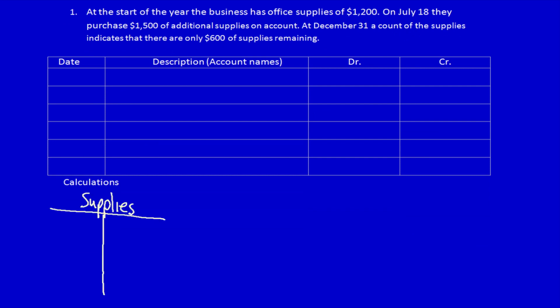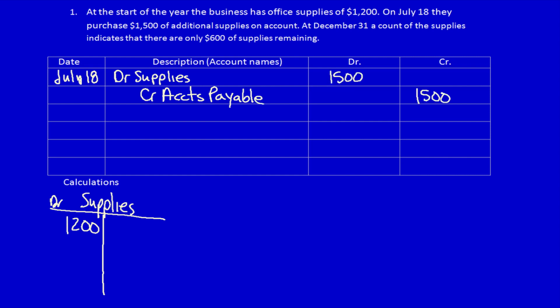I know supplies have an opening balance, so a balance that's already on the trial balance of $1,200. Assets are debit, $1,200. On July 18th, they purchased $1,500 of additional supplies on account. So July 18th, what did we get? We got an asset because it has future economic benefit. What did we give away? We gave away an IOU, a promise to pay our supplier in the future. Accounts payable, both of these $1,500.